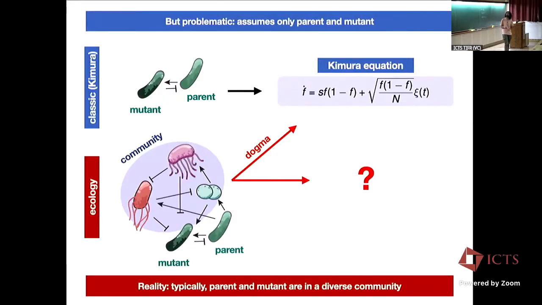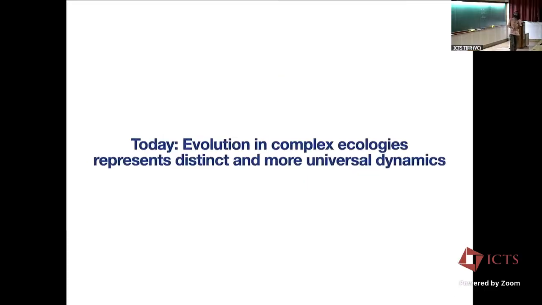And the dogma in the field has somewhat been that the Kimura equation somehow still is a good description of what happens in this scenario at the bottom. And so today I'm going to try and show you that if you think of complex ecologies where the number of species in the community is very large, that actually represents a distinct and more universal kind of dynamics.